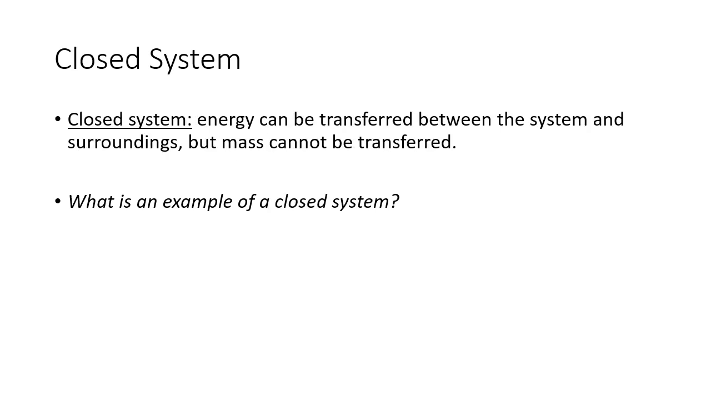In a closed system, energy can be transferred between the system and the surroundings, but mass cannot be transferred. What would an example of a closed system be? An unopened can of vegetables would be a good example. The heat and energy could enter into the can and could leave the can, but nothing in the can is actually going to leave in terms of the mass.